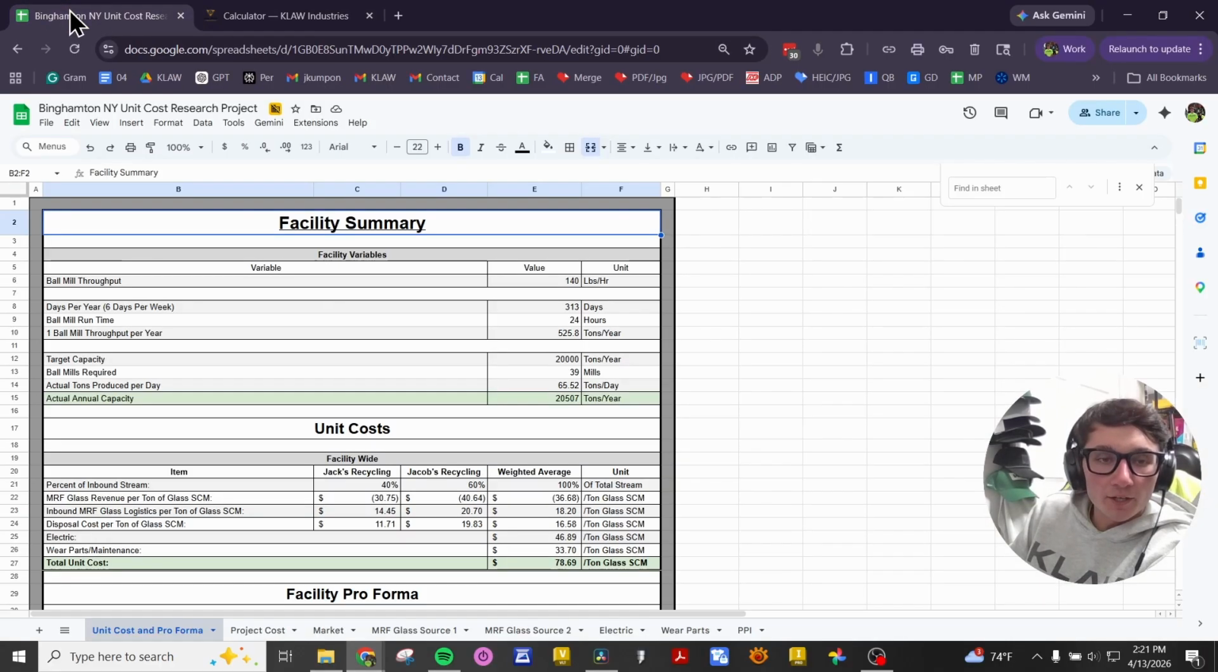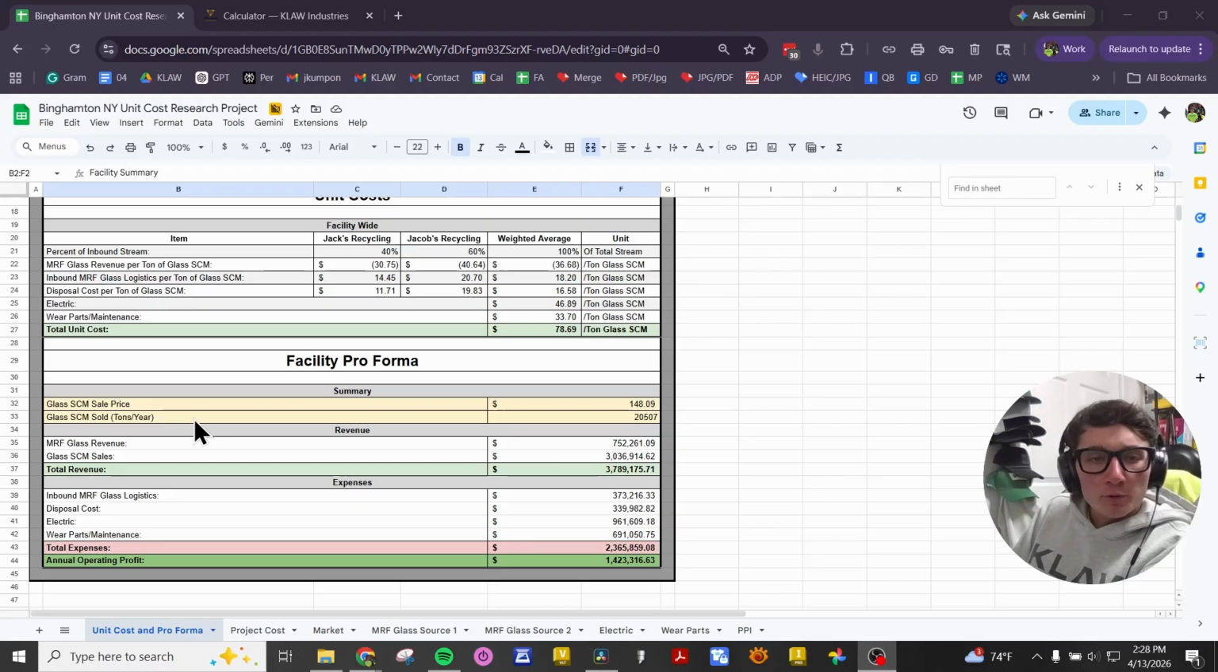We can compare this with the calculator we have online, and we see we're pretty close to that average number. And finally, we have our facility-wide pro forma, which is really to get a sense of what this operation looks like on an annual basis. And you can see here we have a glass SCM sale price of $148.09. This is largely based on your region and how you value the material, and so we'll work with you on that as we complete this part of the project. We then have our revenue line items, followed by our expenses, leaving us with an annual operating profit of $1.423 million every year.